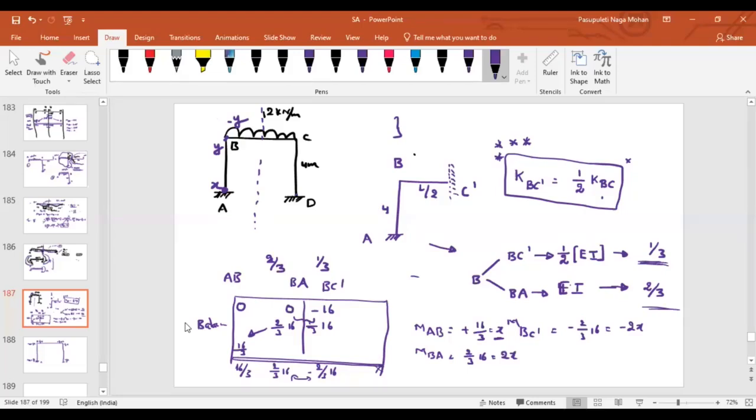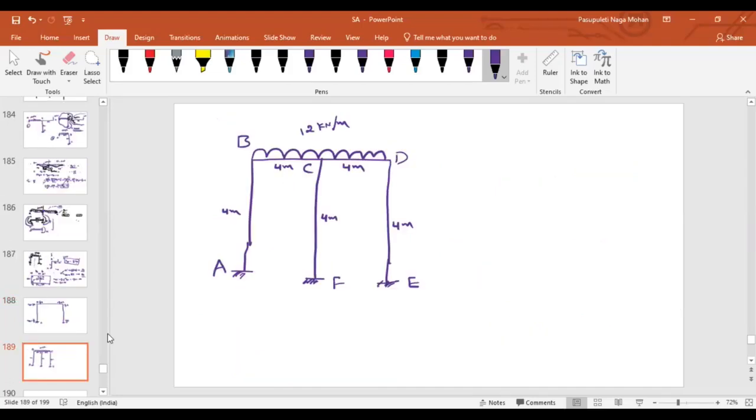What about this problem? Is it okay? This is okay, sir. So can you think of this problem? How can we solve it quickly? If you want to solve it by using the moment distribution method, how much time will it take? And if you want to take advantage of symmetry, how much time will it take? Symmetry in the sense only half the thing we can consider. Yeah. If you are taking advantage of symmetry, can you quickly tell me how many slopes are zero here?